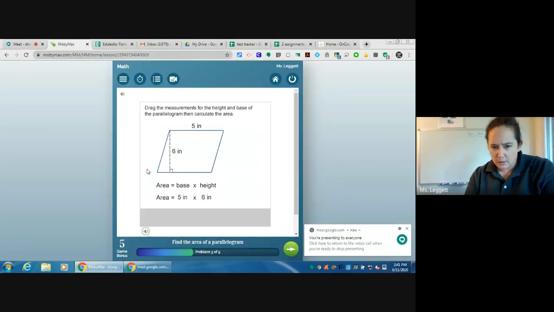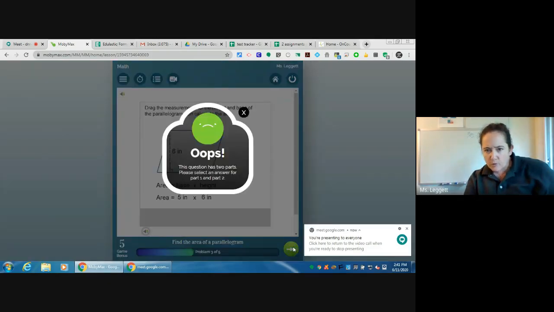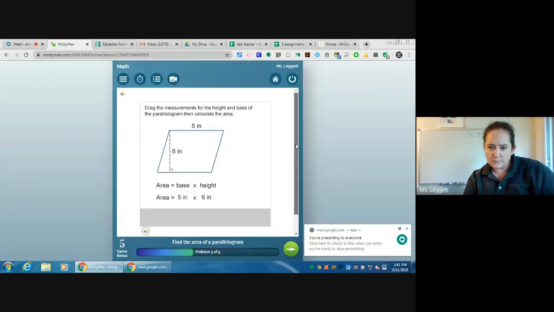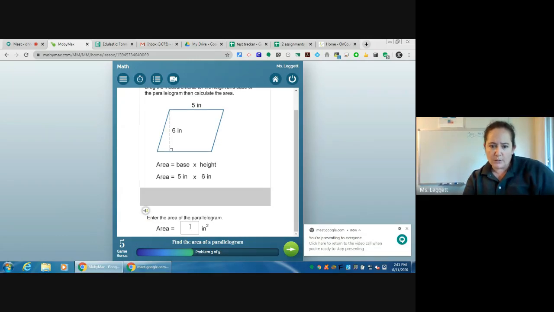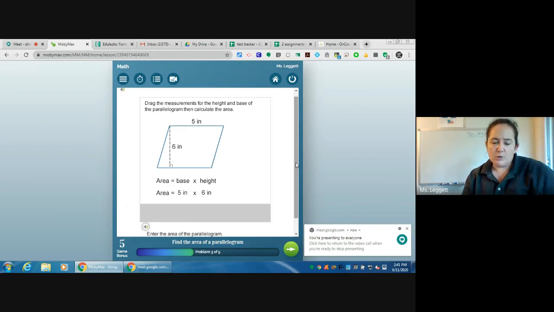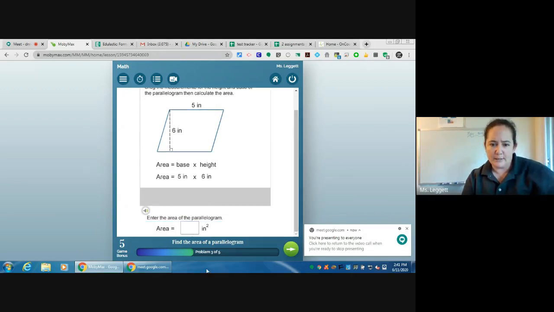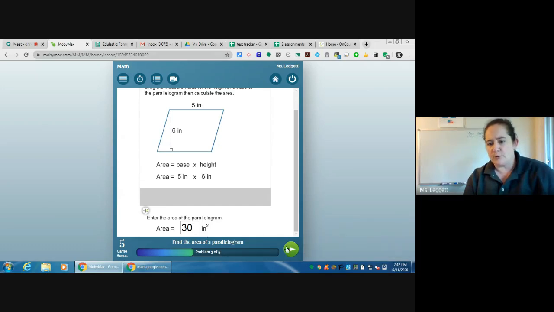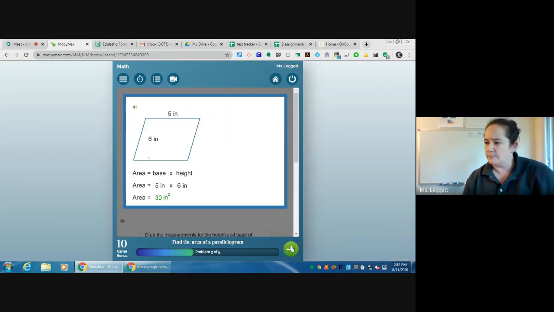Okay, this one, they still want us to, what do they want us to do? Oh, this time they want us to drag the measurements, then calculate the area. We already dragged it, so let's calculate: 5 times 6 is 30. Notice over here, instead of putting square inches, they did inches with the exponent 2. It means exactly the same thing.